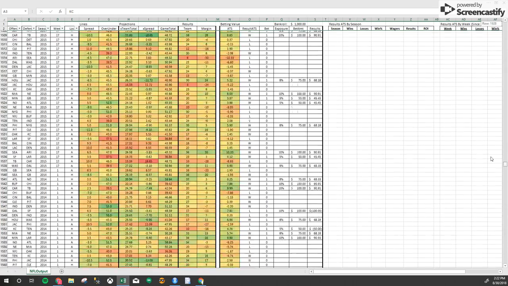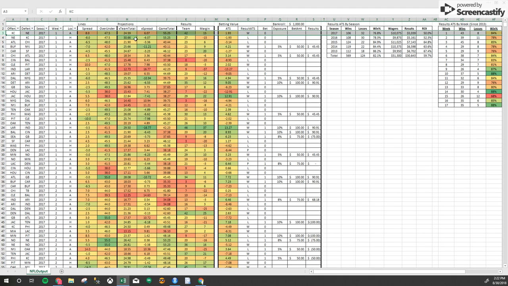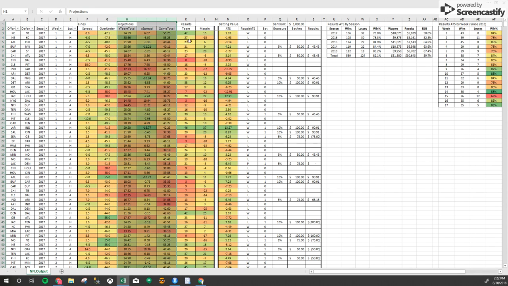We just have some basic information about the game here on the left: the week, the location, where it was, and then what the spread was, what the total was, or the over/under. Then we have our projections here, which I'll get into in a second, and then we have the results of what actually happened in the game.